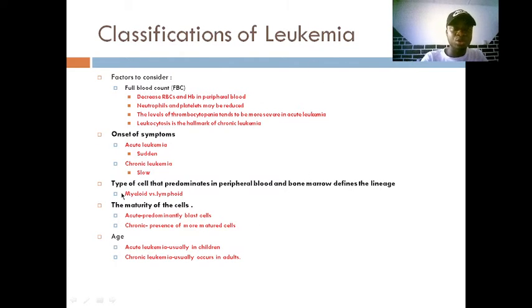The full blood count results to look at for decreased level of hemoglobin, neutrophils, and platelets. And I said the thrombocytopenia, or the low level of platelets, is more severe in acute leukemia. And then leukocytosis, increased level of WBC, is actually the hallmark of chronic leukemia. Very, very important. And then the onset too is very important. In acute leukemia it is sudden, in chronic it is slow. The type of cell that predominates will also tell you, and I've spoken about that.